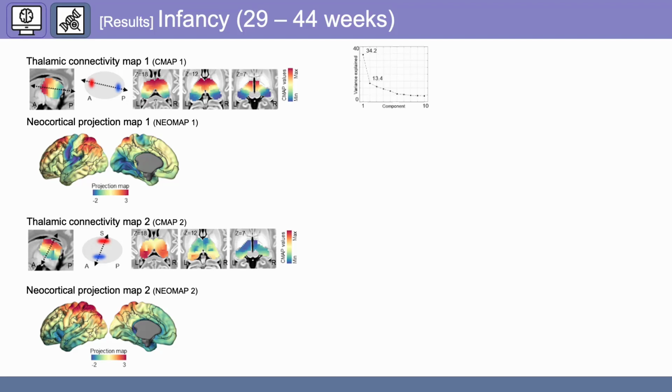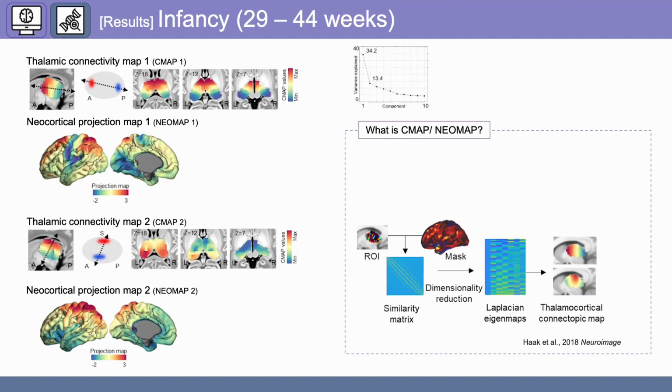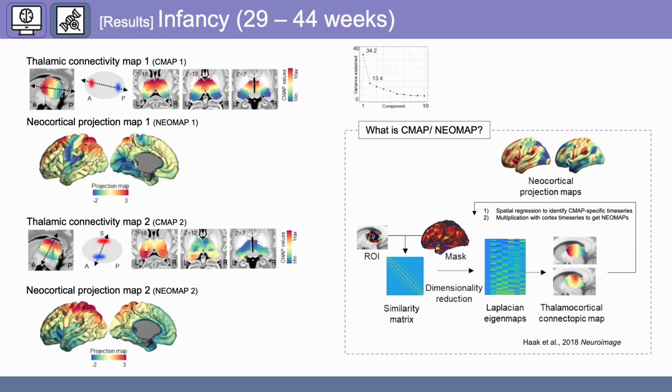So you may wonder, what is a CMAP and neomap? The CMAP is derived from a dimensional reduction process to provide a summary measure of the high-dimensional functional connectivity patterns between the thalamus and the rest of the neocortex. Then, the CMAPs are spatially regressed against the thalamic time series, which are then multiplied with the cortical time series to project them onto the neocortex. Simply put, you can understand that regions that have similar colors have similar connectivity patterns.